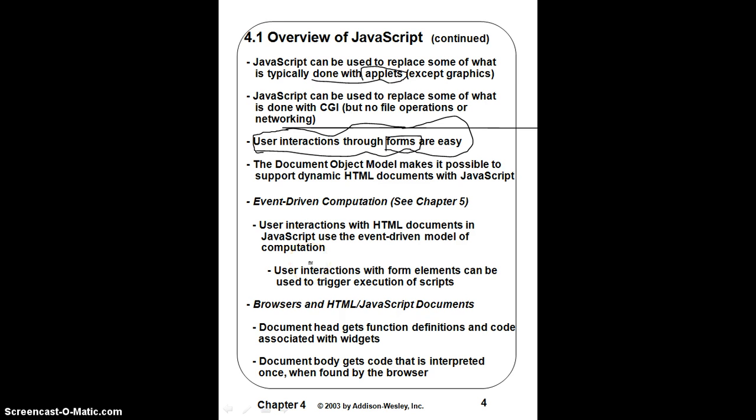So let us look at some more differences. The Document Object Model, called DOM, makes it possible to support dynamic HTML documents with JavaScript. So user interaction, as we already know, is very easy in JavaScript compared to other languages.